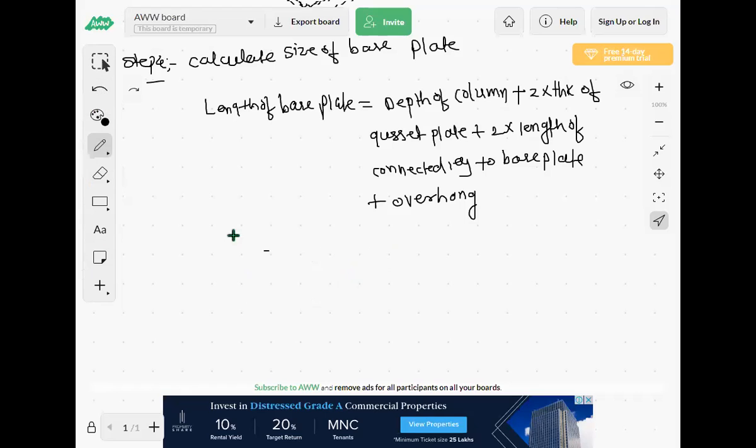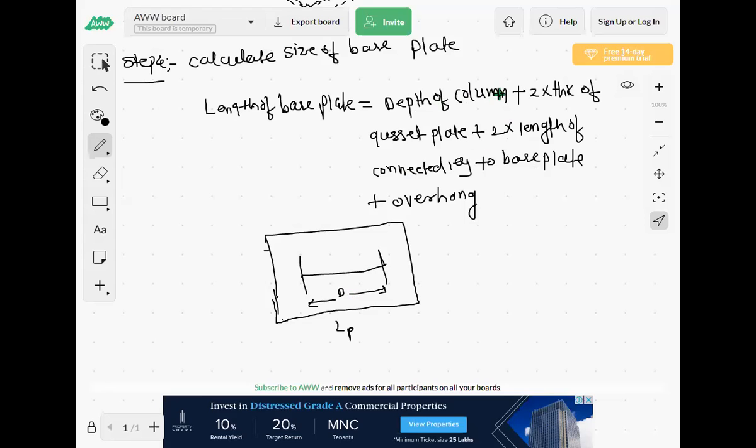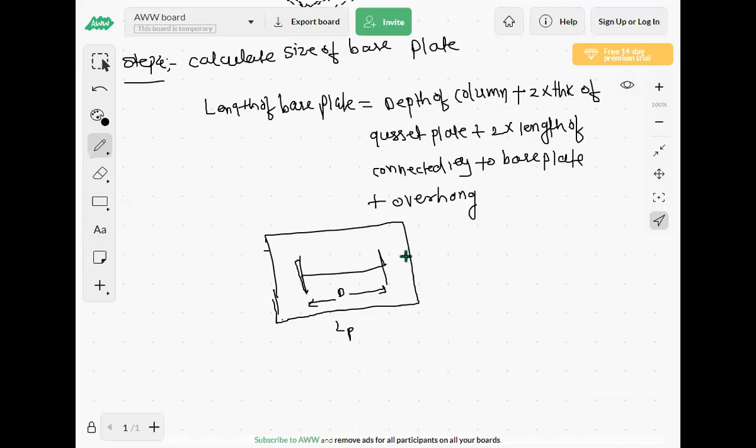See, I will draw one neat sketch again. This is your length of plate. So now this length of plate you have to calculate. So this is the depth. After that, depth of column plus 2 into thickness of gusset plate. It means here two plates we are using, so 2 into thickness of gusset plate. Then we have to use here angle. This is the width of angle, connected leg of angle to the gusset plate. So this angle width we have to again add here, 2 into length of connected leg to the gusset plate. So whatever leg of this angle is connected to this gusset plate, this leg length into 2 means both sides, plus overhang, both side overhang.